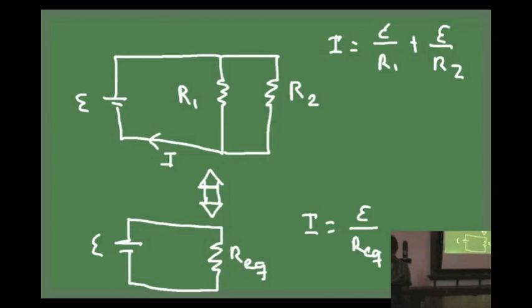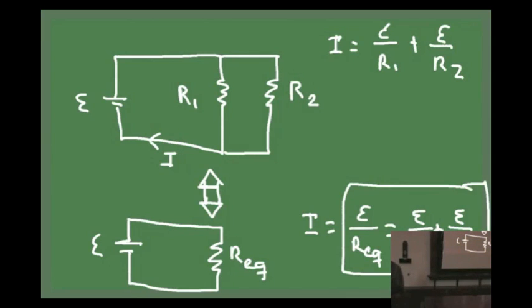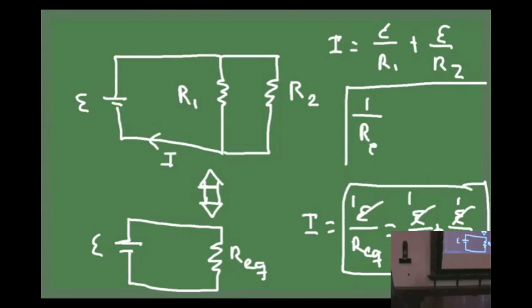Now the current in that circuit is clearly going to be just epsilon divided by the equivalent resistance. And I want this thing to be equal to the current that I have in the circuit with two resistors. So that's epsilon divided by R1 plus epsilon divided by R2. So this equation is telling me how much is the equivalent resistance. You have epsilon everywhere, so you can divide everywhere by epsilon, right? And the equation that you have for the resistance of the equivalent resistor is this. So you're adding the inverse of the resistors instead of just adding the resistors directly, right?